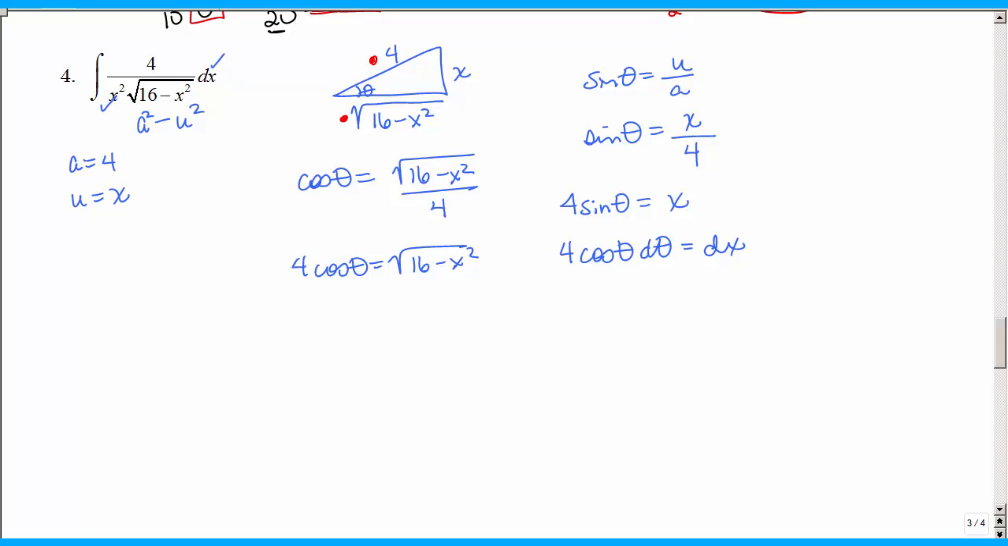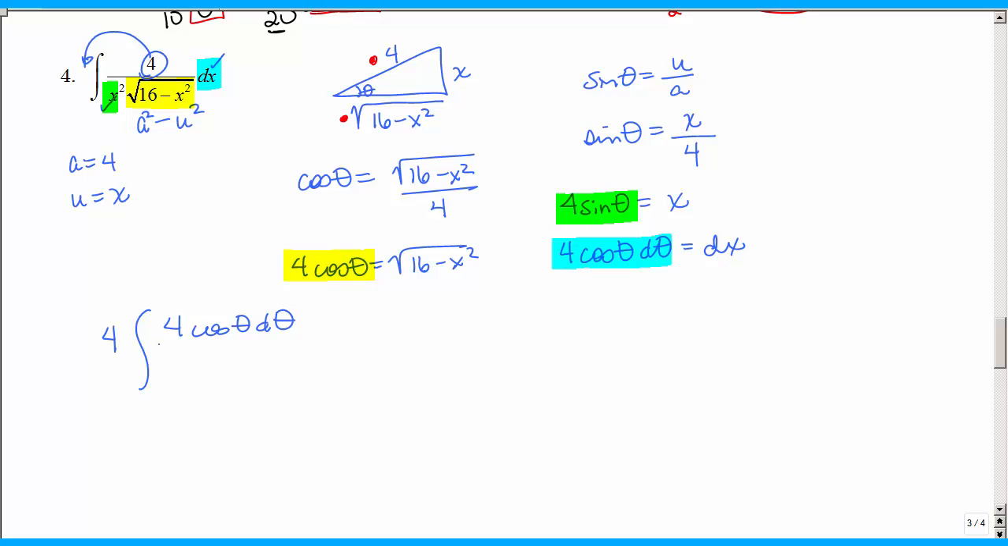Okay, so again, let's play the matching game. What's dx? What is x? What is the square root? So the only thing I don't have is what is 4. It's just a constant, so I'm just going to pull it out anyway. Okay, so I'm going to take that 4, put it outside the integral sign. So 4 times the integral of dx, so I have 4 cosine theta d theta. In the bottom, leave it in the bottom.